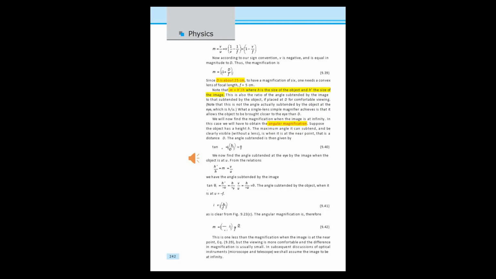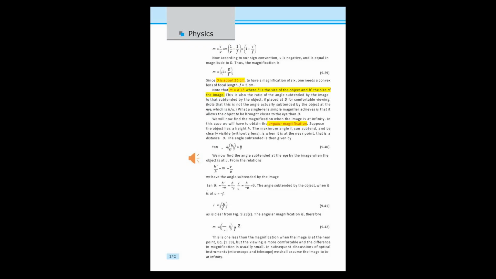In this case we will have to obtain the angular magnification. Suppose the object has a height h. The maximum angle it can subtend, and be clearly visible, without a lens, is when it is at the near point, that is a distance D. The angle subtended is then given by tan theta naught equals h by D, approximately equal to theta naught.